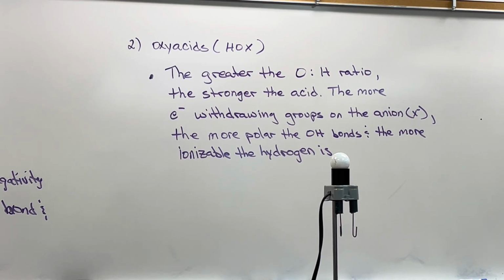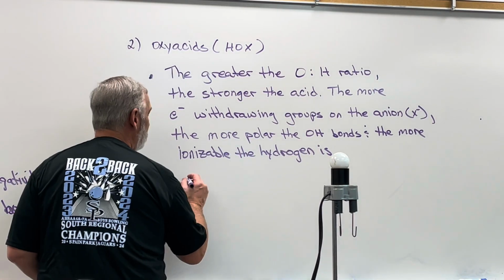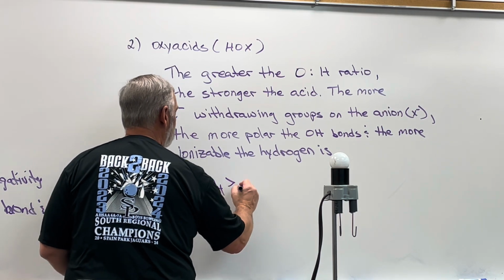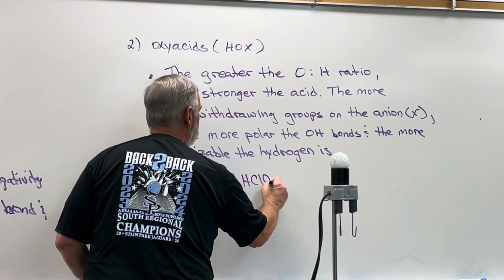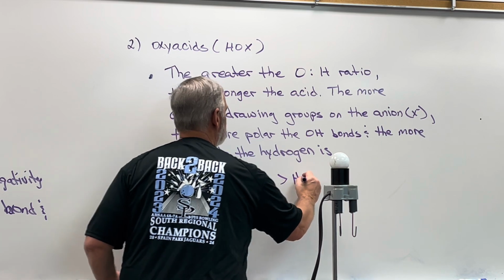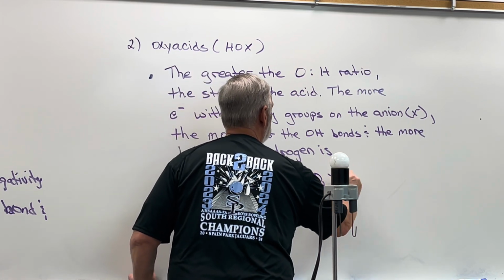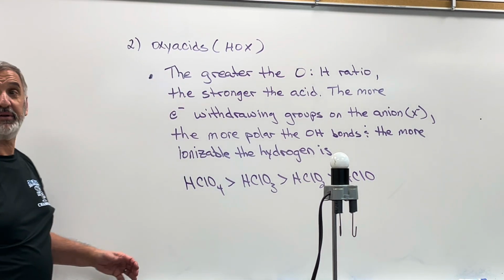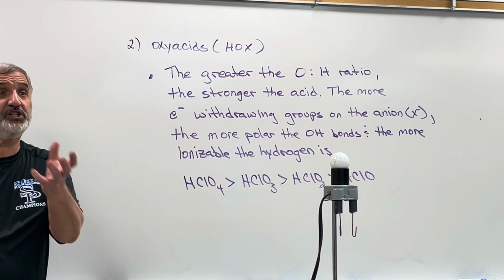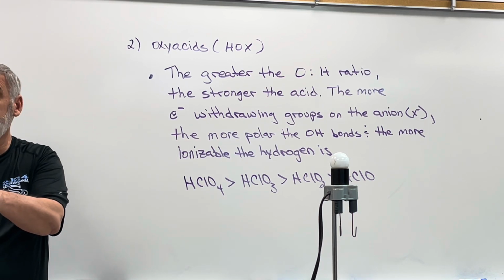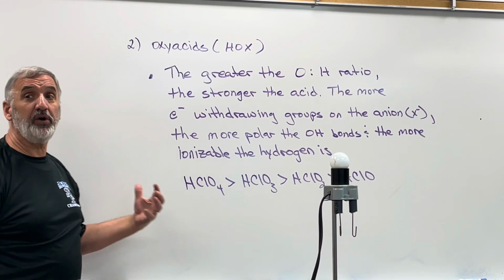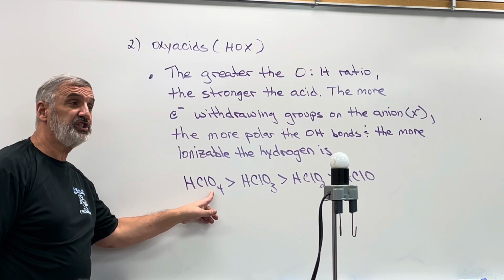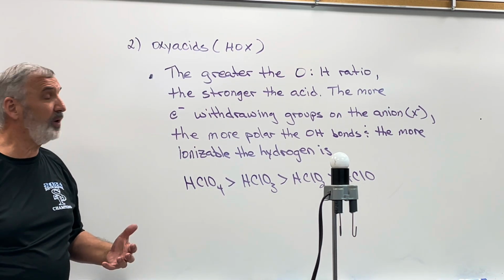Okay? So, in this case, if we want examples, HClO4 is going to be stronger than HClO3, which is going to be stronger than HClO2, which is going to be stronger than HClO. This is what somebody asked, what is the difference between the hydrogen to oxygen versus the oxygen to hydrogen? The greater the oxygen to hydrogen. Now, let me show you why.